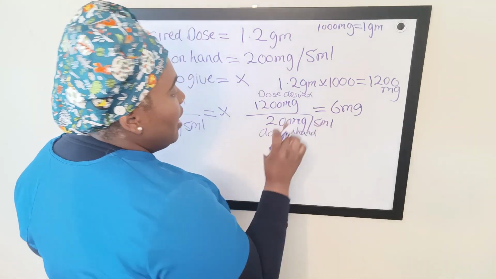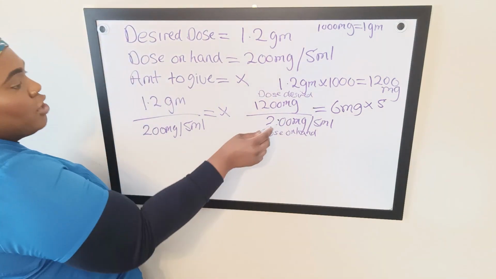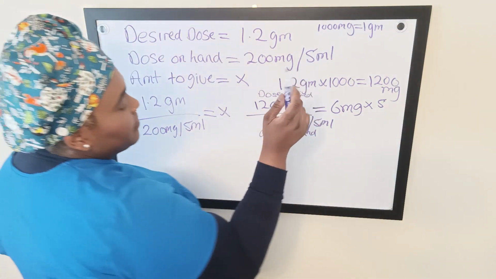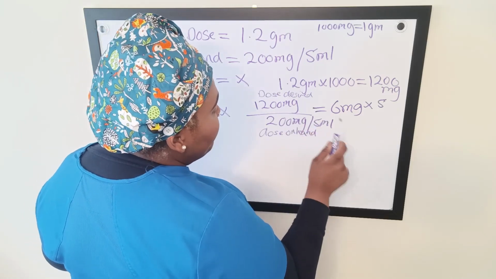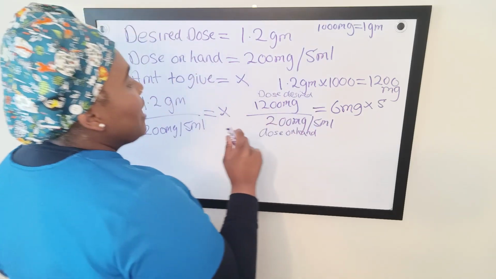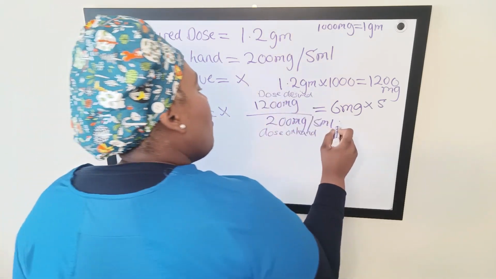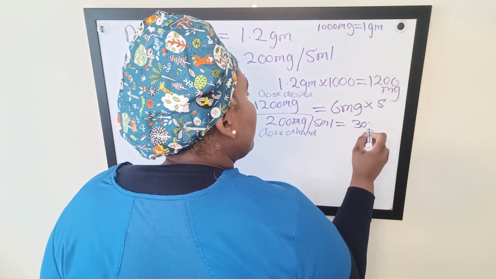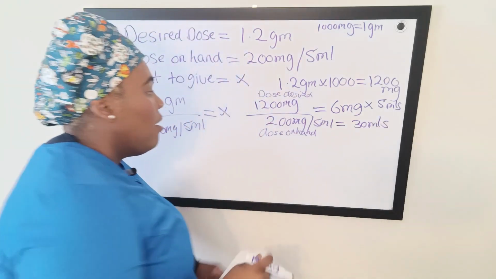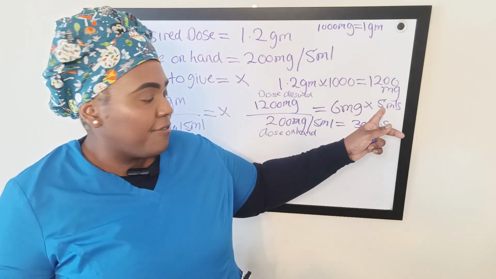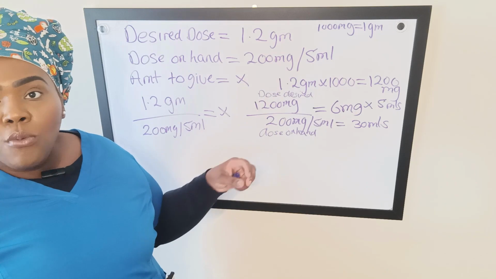And we know we have to multiply that by the 5, because why? 200 milligrams is in 5 mils, right? And we need to give our patient 1.2 grams, so we changed everything. We come now and we find out we need to give our patient 30 mils, because 6 multiplied by 5 is going to give us 30. Alright? That is how we work it out.